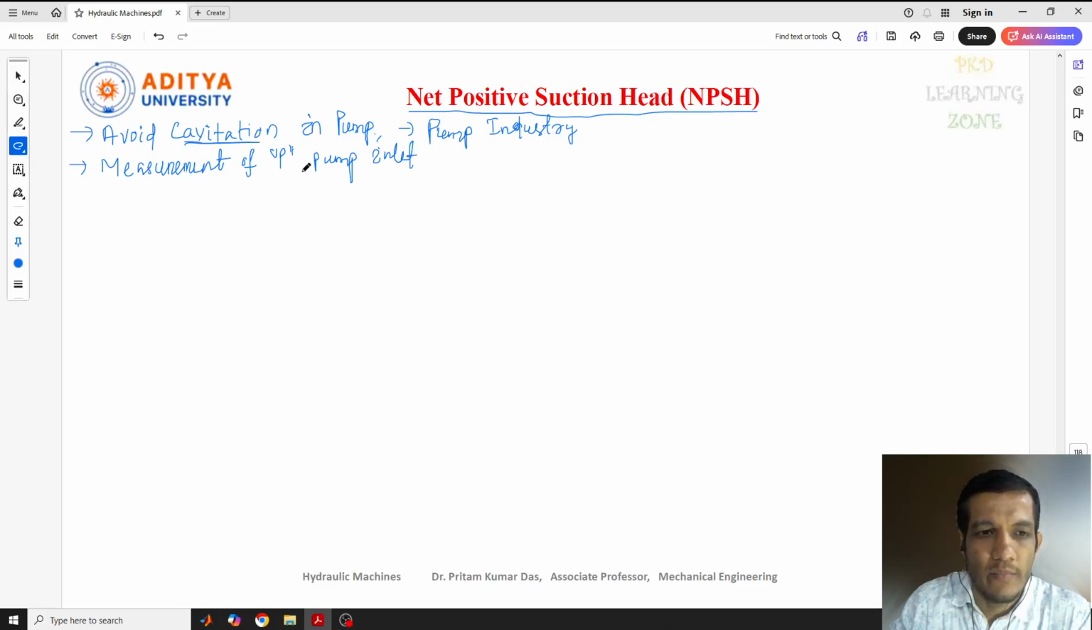Once you identify how much pressure is present at the inlet, we can assure whether the water or liquid can be kept from boiling. Why avoid boiling? Because once we know the pressure value at the pump inlet, we can assure whether it is more than the vapor pressure or not, and whether the liquid is going to boil or can be safe. That is our intention.